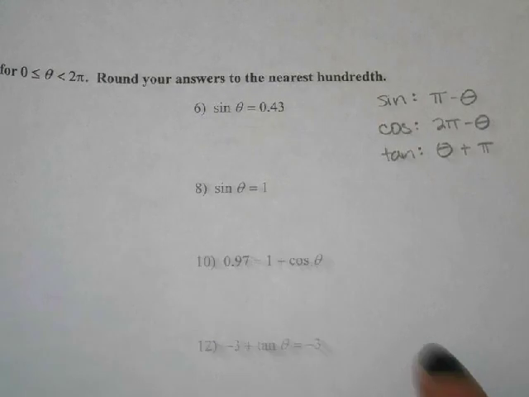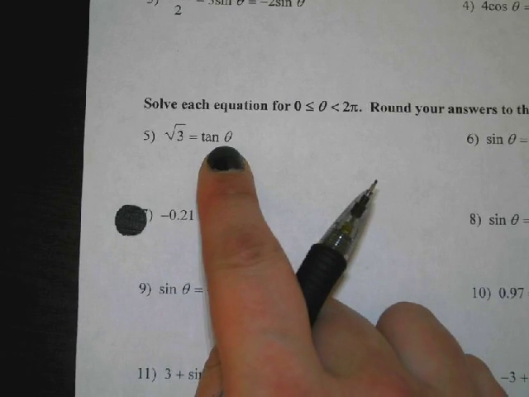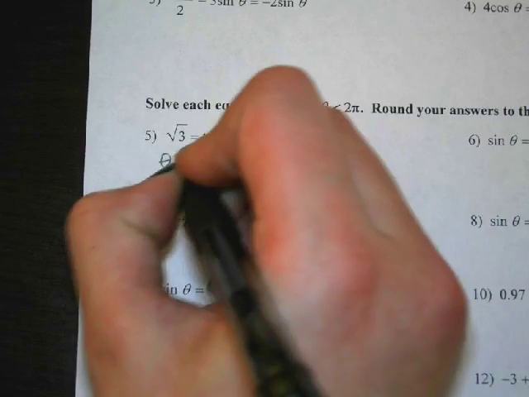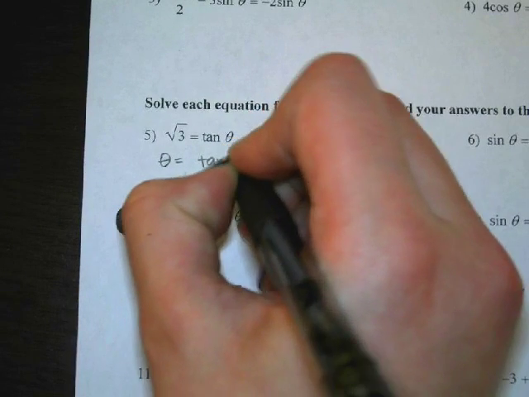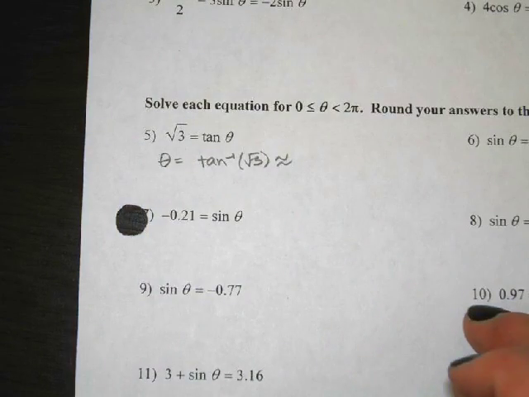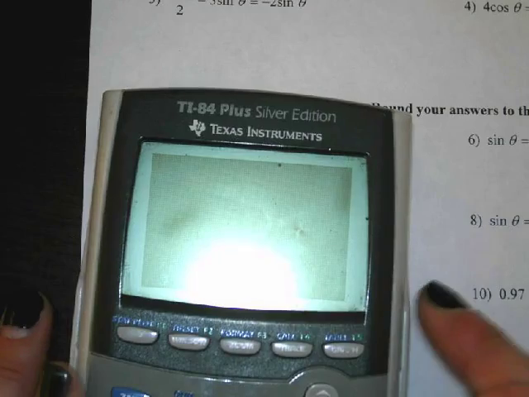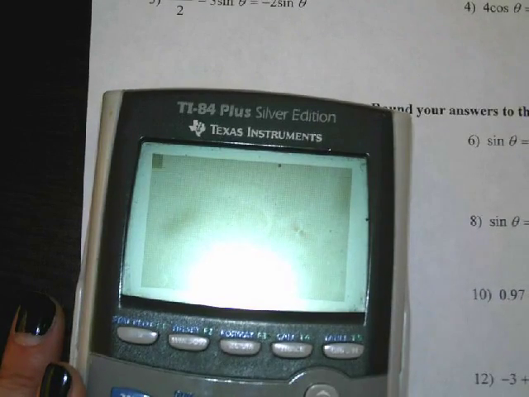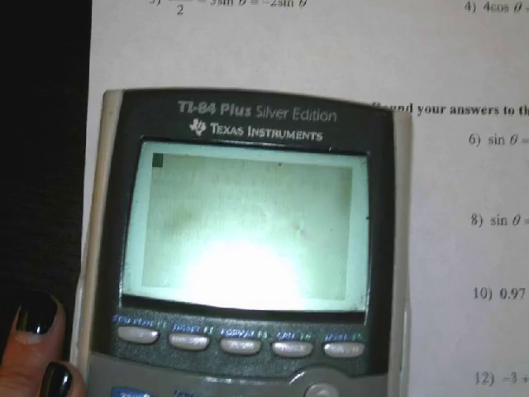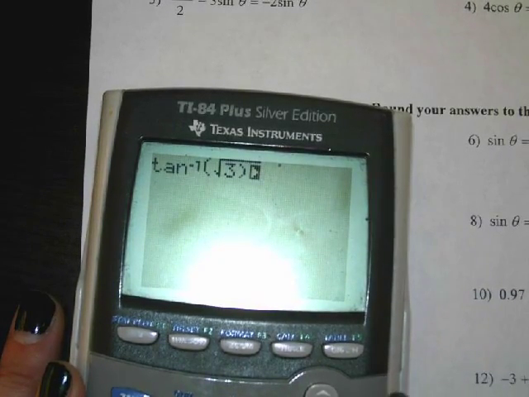Okay. So if we look at number 5, how do I get theta all by itself? So I'm going to say theta is tan inverse of square root 3. And I'm actually going to type that into my calculator. I am using the tan button, so what mode do I need to be in? I need to be in radians. We're always going to default to radians for pre-calc. So I'm going to do tan inverse of square root of 3.